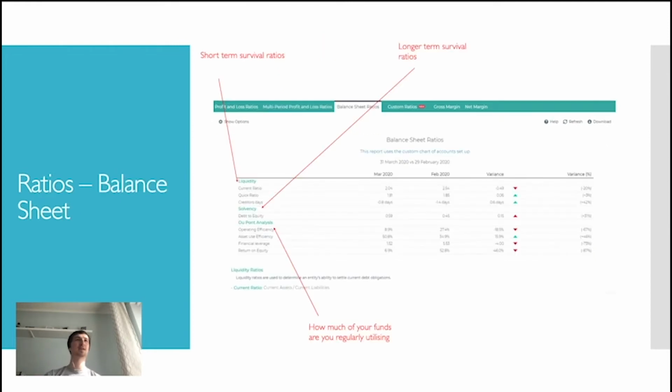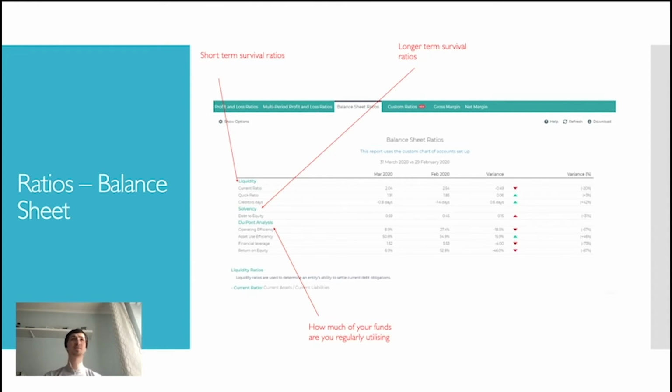Now if we look at the third tab, you get to balance sheet ratios, which are split into liquidity, which is your short-term survival ratios, solvency, which is your longer-term survival ratios, and debt point analysis, which is how much of your funds you are using on a regular basis. Again, all of the details and the descriptions of what these mean are underneath, so you don't have to worry if you're not sure on any of them.